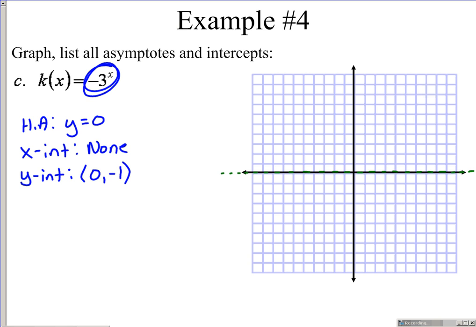Intercept 0, negative 1. Pick some values. Put 1 in for x. We get 3 to the first power is 3. Apply the negative. We have a point at 1, negative 3. Put in negative 1. 3 to the negative first is 1/3. Apply the negative. Negative 1/3. You can see now our graph has been reflected over the x-axis, which we know happens when we add a negative on the entire function.